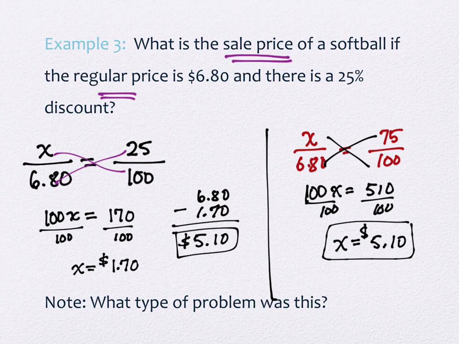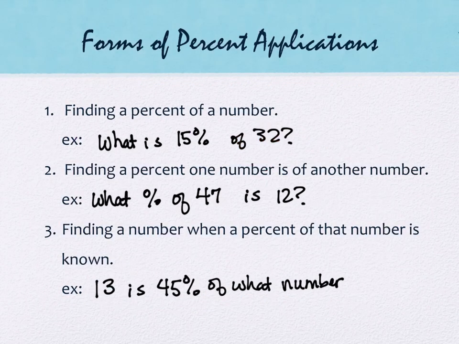It's the first one. You're right. It is. This is problem number one, or type number one. This is finding a percent of a number. What is 25% of $6.80? Softball, right? That's what we found.